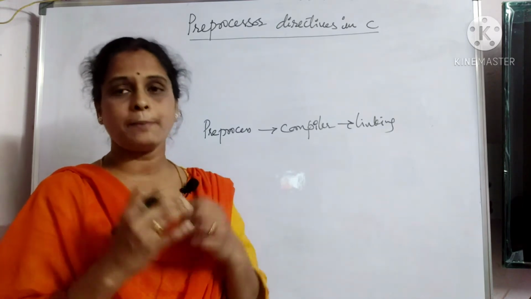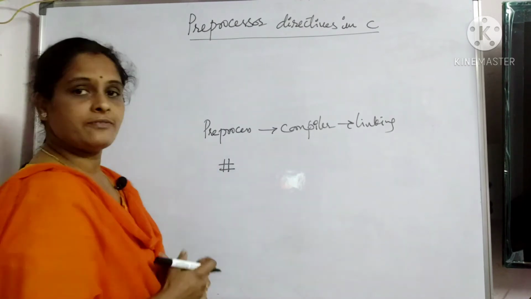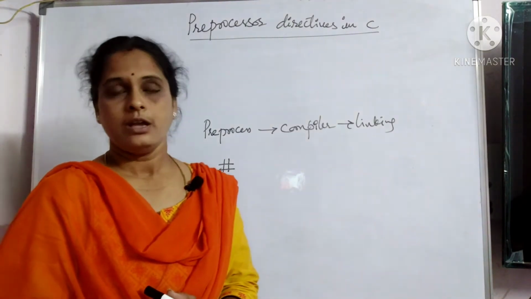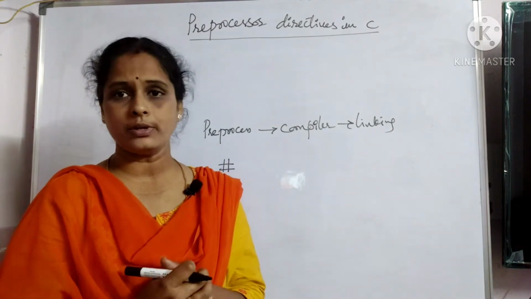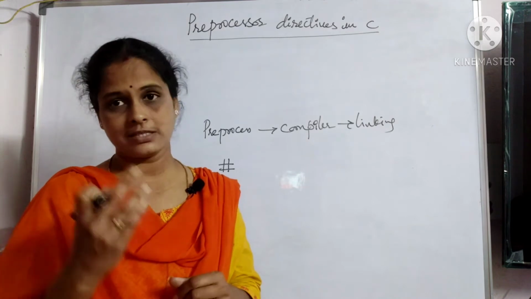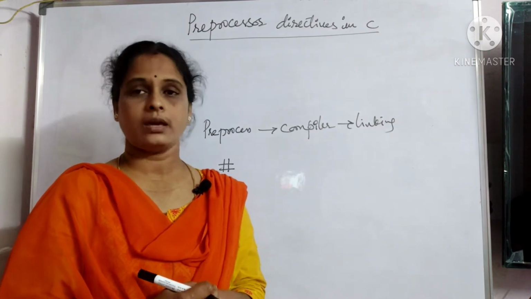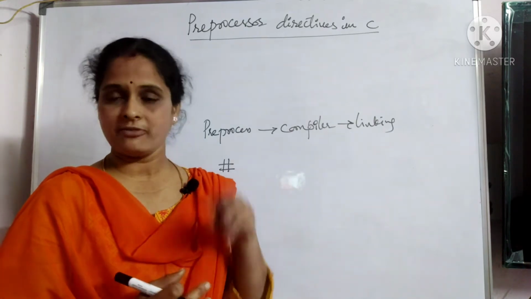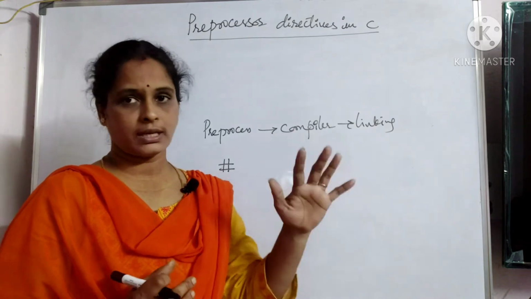Now, these preprocessor directives are written starting with the hash symbol. For example, I may be including a file into my program, which is also called a file inclusion directive. We have three types of these preprocessor directives actually. What are they? We'll discuss.